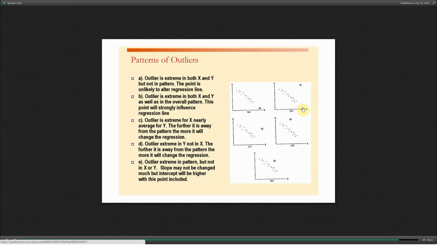And so it's going to have an undue influence, and it's likely an outlier, being an unusual point, because it doesn't fit the pattern. So you want to investigate why. Is that really a valid point?